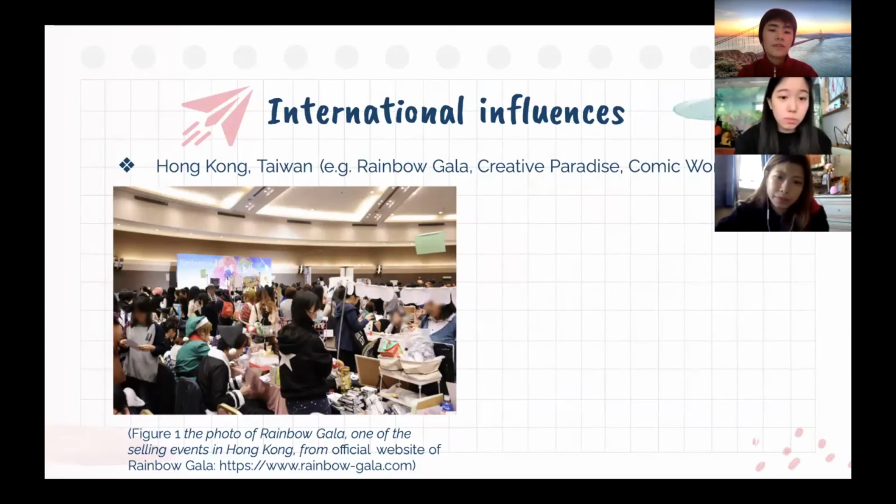And the influence of doujinshi is not limited to Japan, but has already spread around the world. Just like foreigners will go to Japan for buying doujinshi, there are also some sokubaikai in Hong Kong and Taiwan, such as Rainbow Gala, Creative Paradise, and Comic World. Of course, there are also some conventions and sokubaikai in other countries. Therefore, we can see that doujin is no longer a culture limited to Japan.